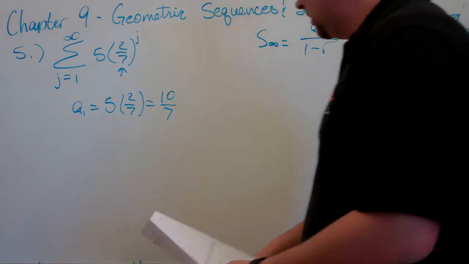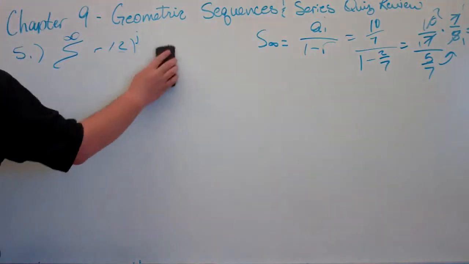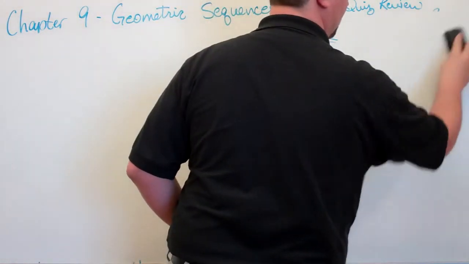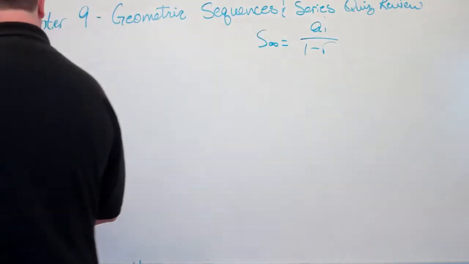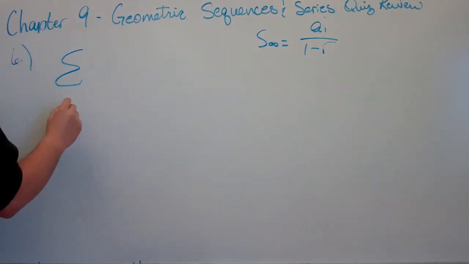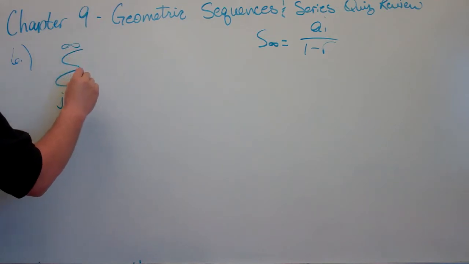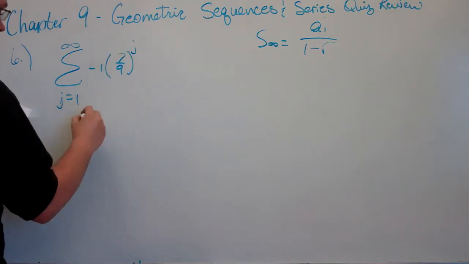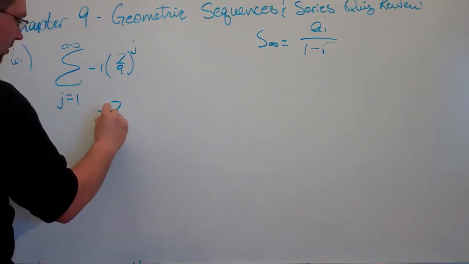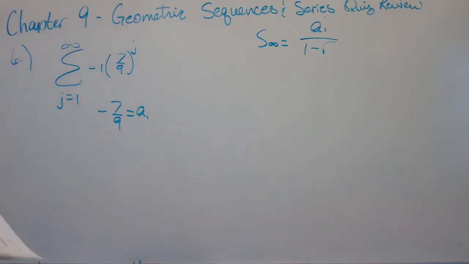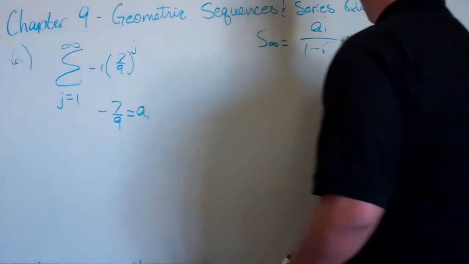Alright? Let's look at number 6. Number 6 is just like number 5. Uses the same exact formula. We just have different numbers. So we have j equals 1 to infinity of negative 1 times 7/9 raised to j. Plug in the 1. So of course here our first term is just negative 7/9. So we come over to here.